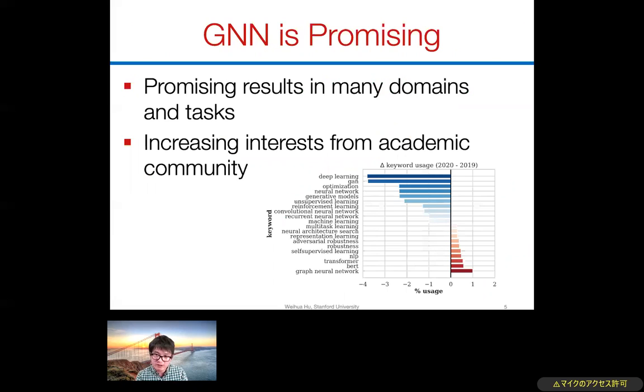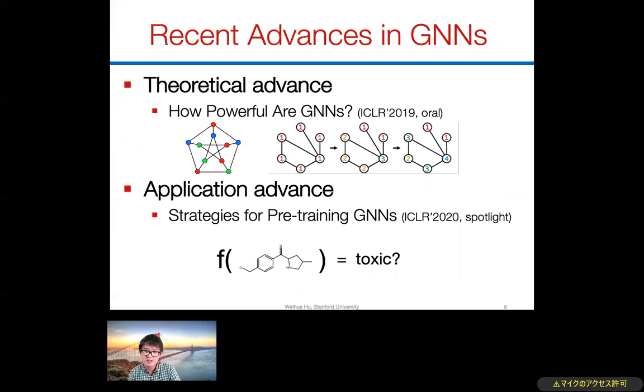GNNs have been giving promising results in many application domains and tasks, and there has been increasing interest from the academic community. In fact, the most growing keyword in the last ICLR was graph neural networks. There has been lots of research advance in graph neural networks. Here, I would like to talk about our theoretical and application advances.